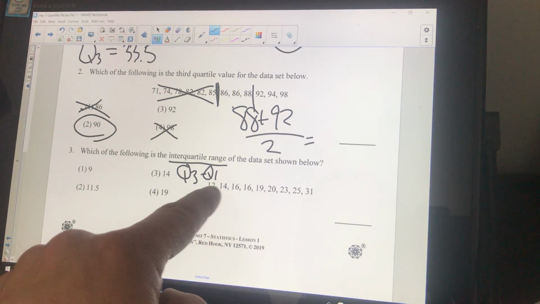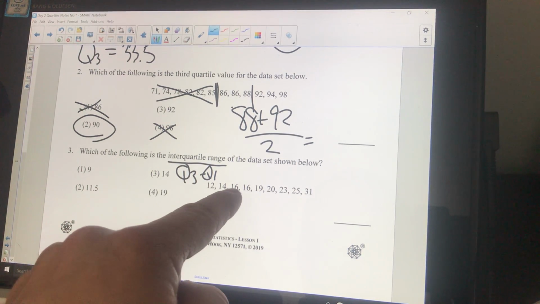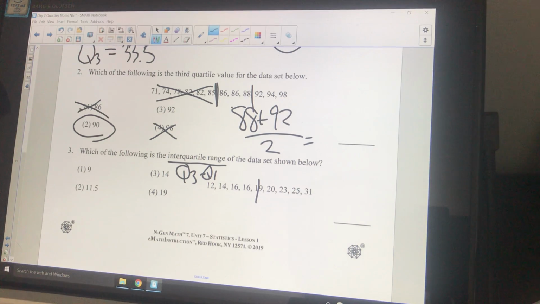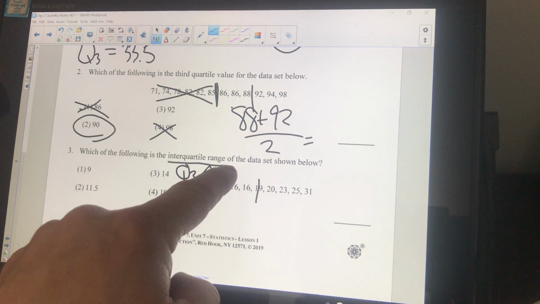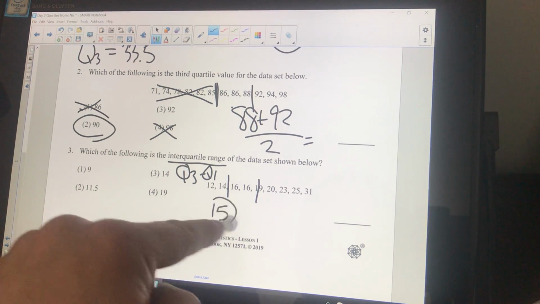Let's break it down. 1, 2, 3, 4, 5, 6, 7, 8, 9 numbers. Good. 1, 2, 3, 4, 5. Not using the 19 then, okay? 19 is the median. Don't use that. 1, 2, 3, 4. What's in between 14 and 16? That's going to be 15 for Q1.